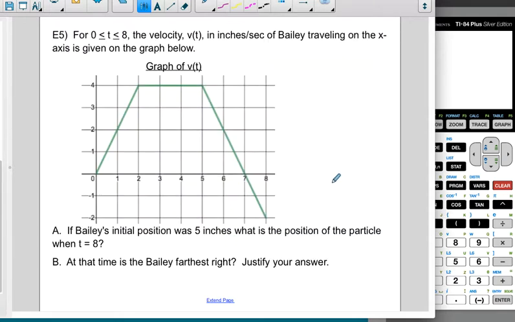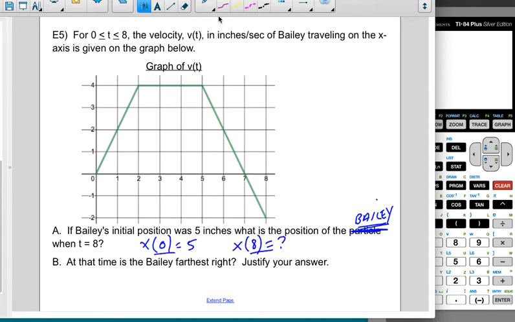All right, so for t between 0 and 8 inclusive, the velocity v of t in inches per second of Bailey traveling along the x-axis is given in the graph below. If Bailey's initial position was 5 inches, so that means x of 0 is 5, right? We want to know the position of Bailey, not the particle. Bailey's not a particle. He's an awesome dog. We want to know the position of Bailey when t is 8. So we want x of 8 equals question mark.